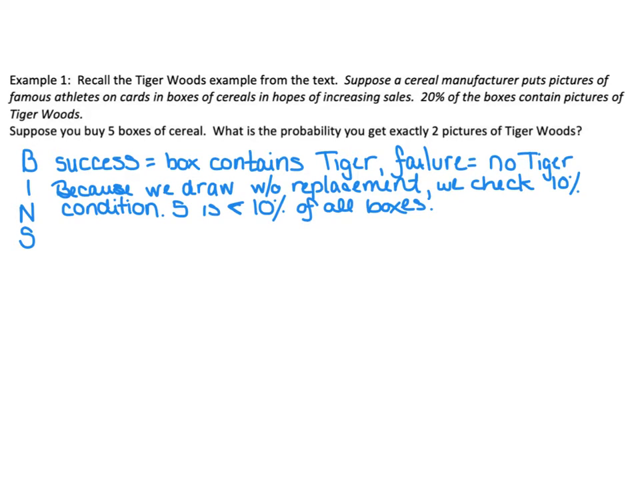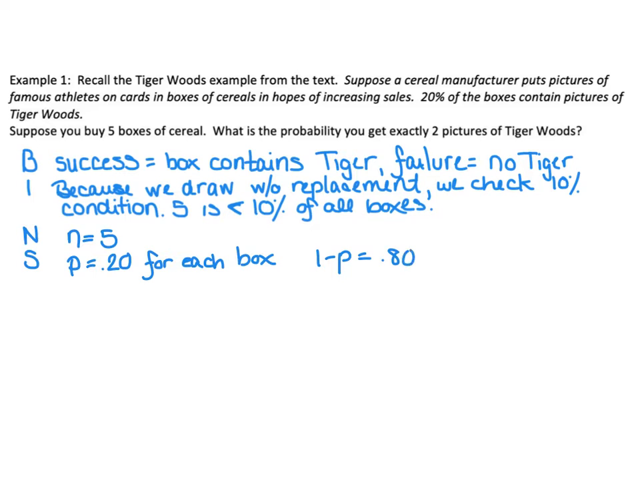The I is for independence. Because we draw without replacement, we check the 10% condition, and 5 is less than 10% of all boxes. N is we need a fixed number of trials, so we're saying that N is fixed at 5. And S, we need the probability of the same success. The probability is 0.2 for each box. Okay. I could also say that 1 minus P, the probability of a failure, would be 0.8.